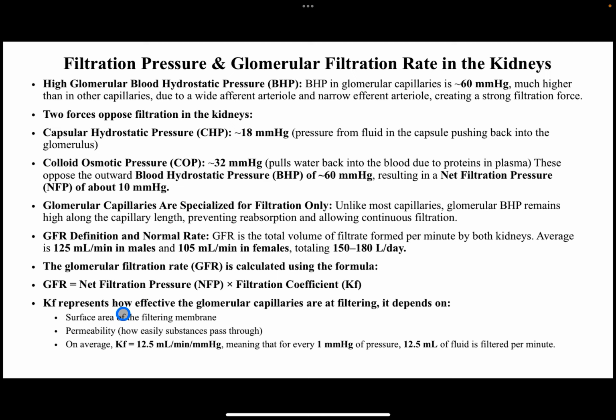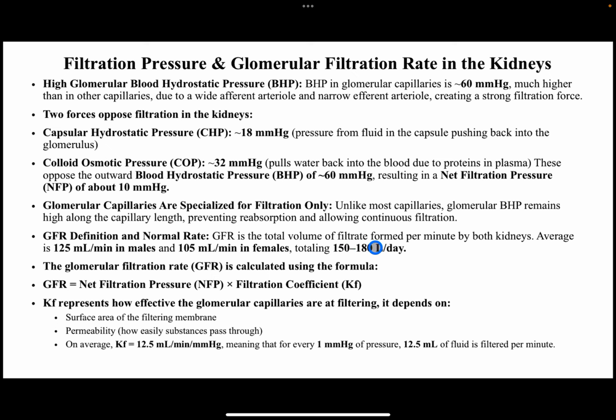Then you multiply that by the coefficient of filtration, which is 12.5 mils per minute. The glomerular filtration rate is the total volume of filtrate formed per minute by both kidneys. The average is 125 mils per minute, especially in males, and 105 mils per minute in females, totaling 150 to 180 liters per day.